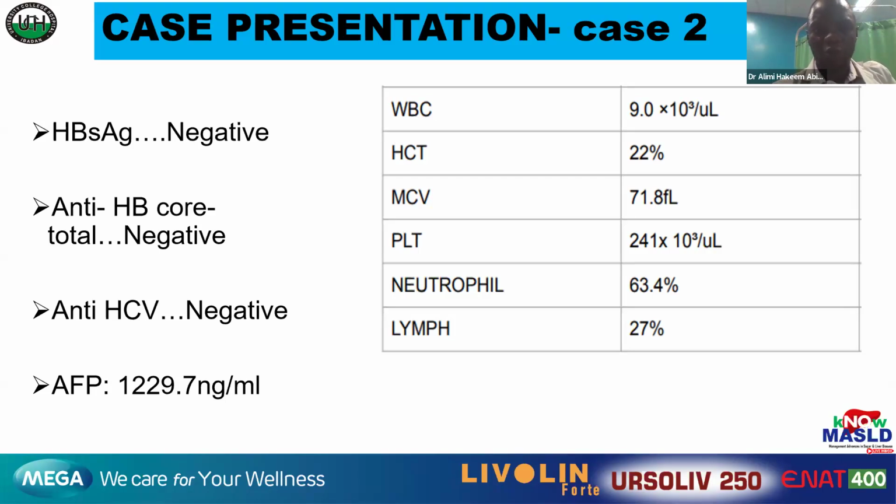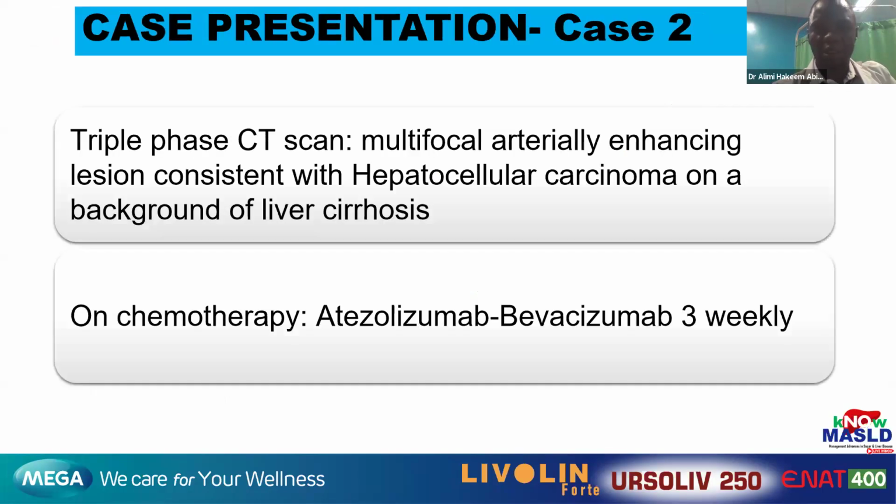Next slide. So we then ordered a triple-phase abdominal CT that showed multifocal arterially enhancing lesions that were said to be consistent with hepatocellular carcinoma on a background of liver cirrhosis. And this patient was placed on 3-weekly atezolizumab-bevacizumab combination, of which he had about 3 doses before he then opted out of treatment. So next slide.